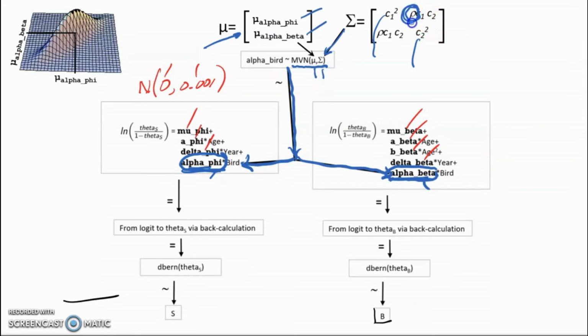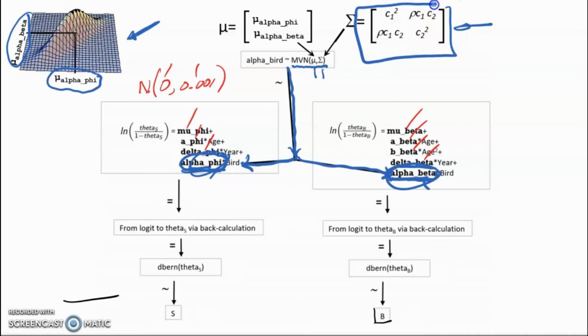And this is really the target. This is what we're really focused on, rho, because we want to see if there's a correlation between the ability to breed and the ability to survive. So graphically, what we see here is represented by this. The prior for alpha phi and alpha beta is going to look like this. It's a bivariate normal distribution with two means, alpha phi and alpha beta, and then a covariance matrix that captures the shape of this thing. So that's going to be the model.